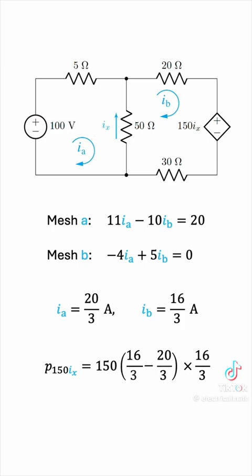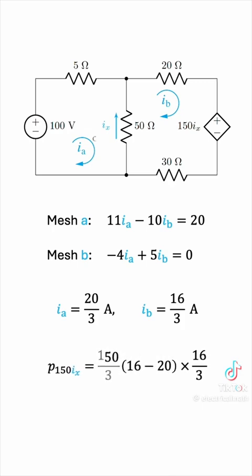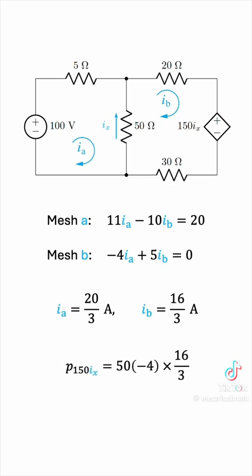The fractions have a common denominator. We can take 3 outside the brackets. 150 over 3 is 50. 16 minus 20 is negative 4. 50 times negative 4 is negative 200. And finally, negative 200 times 16 is negative 3200.